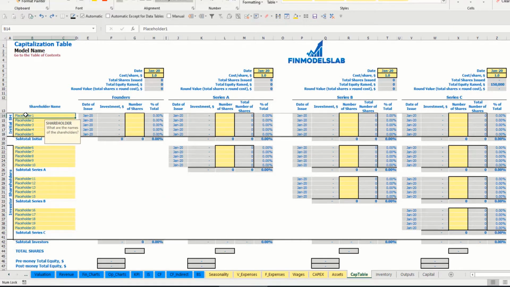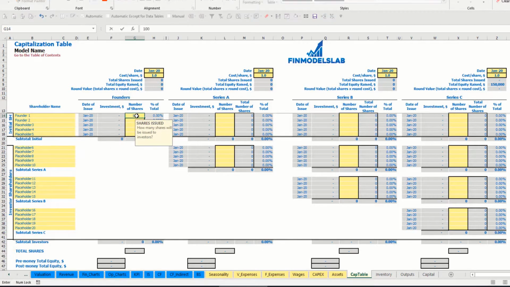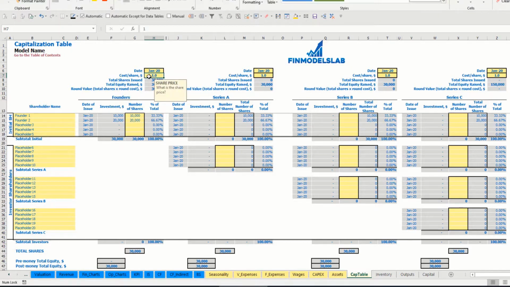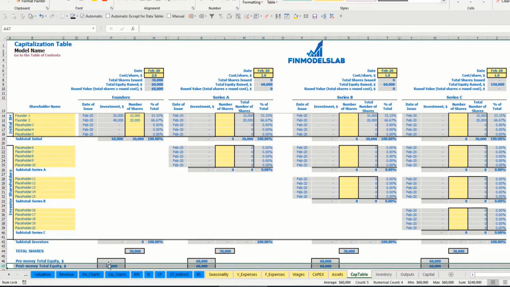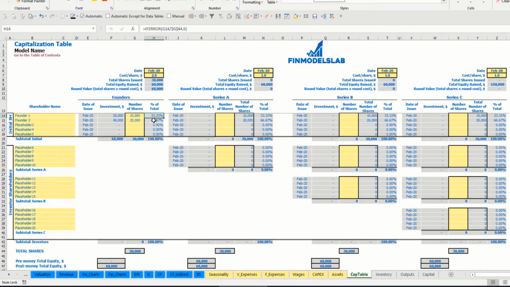Let's pretend that we have two founders, founder 1, founder 2. So total amount of shares for founder 1 can be 10,000, for founder number 2, 20,000. Let's imagine that cost of share will be $2 and the date of founding is February. This means that investment for founder 1 is $20,000, for founder 2 is $40,000. In total they invest $60,000, which you may see here. The dilution is 33 to 67% of shares.